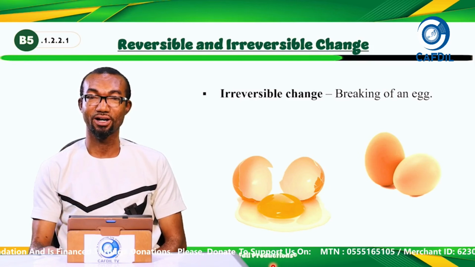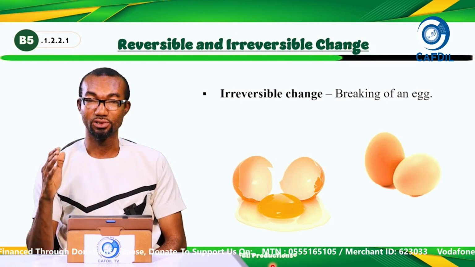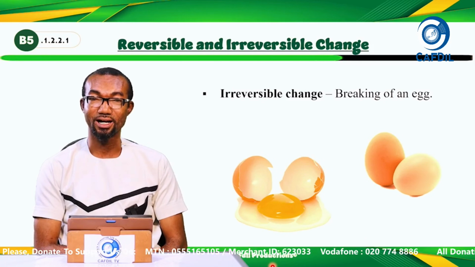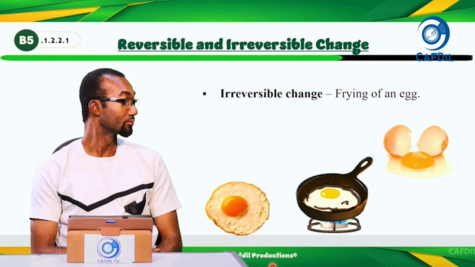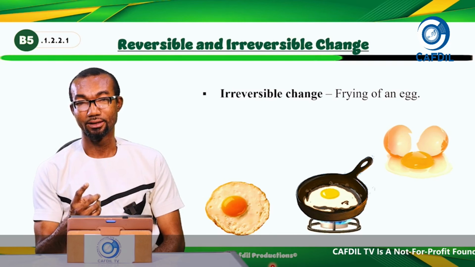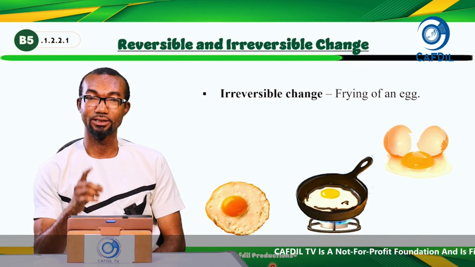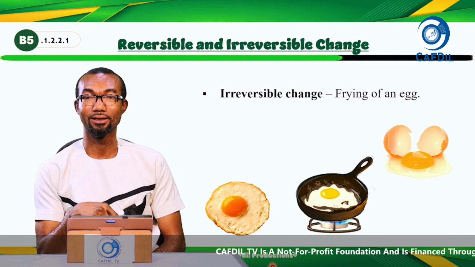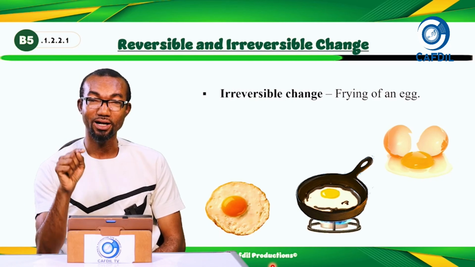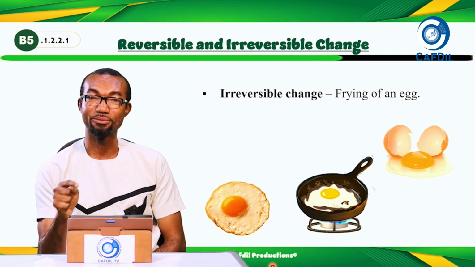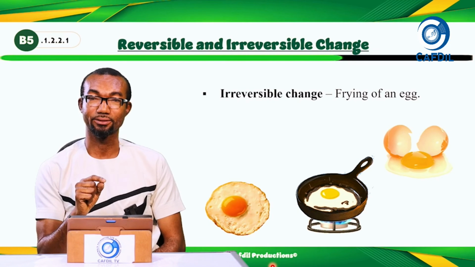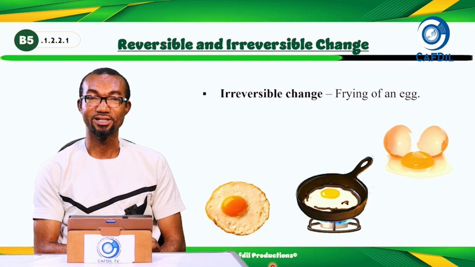Breaking of an egg is an irreversible change. You can't turn the egg back to its original form. Frying of an egg. If you fry my egg and I come back and I tell you to give me my egg back, the same egg, it can't be possible unless you go and buy a new one. The one that you have fried can never be turned back to its original form. So frying an egg is an irreversible change.